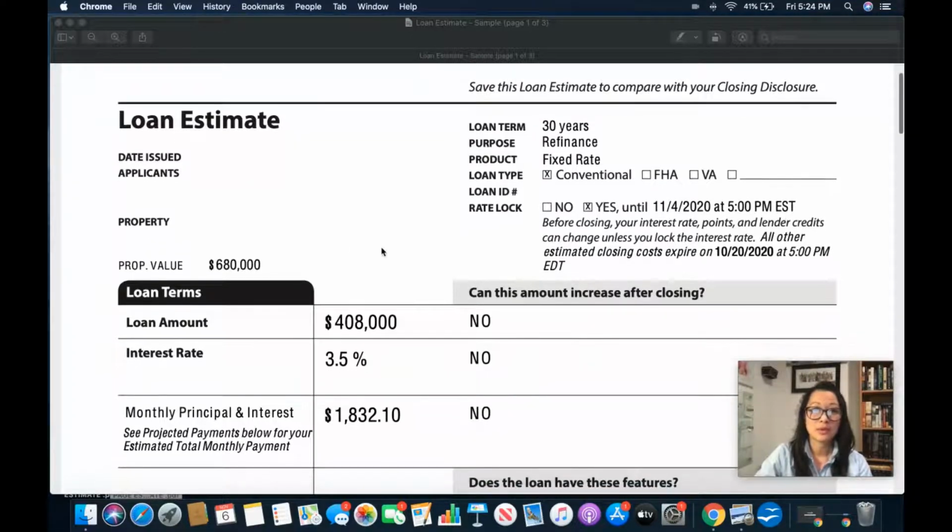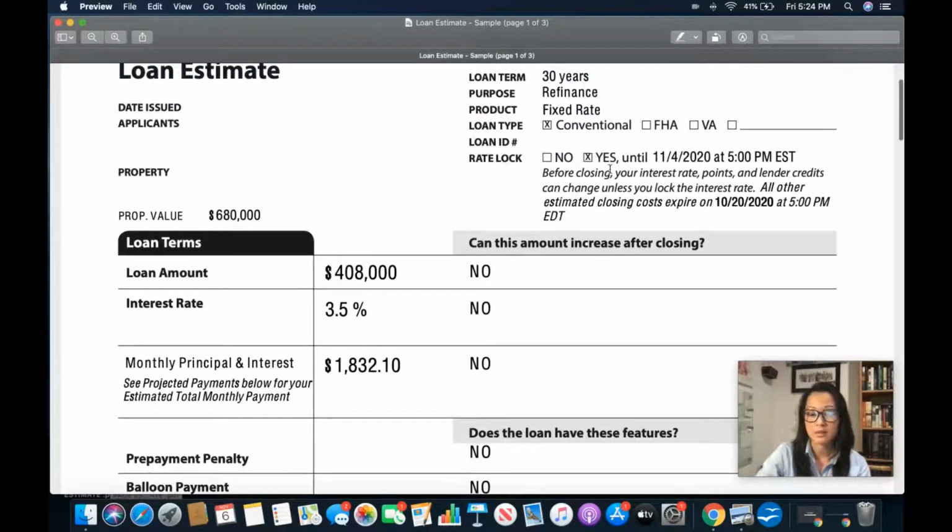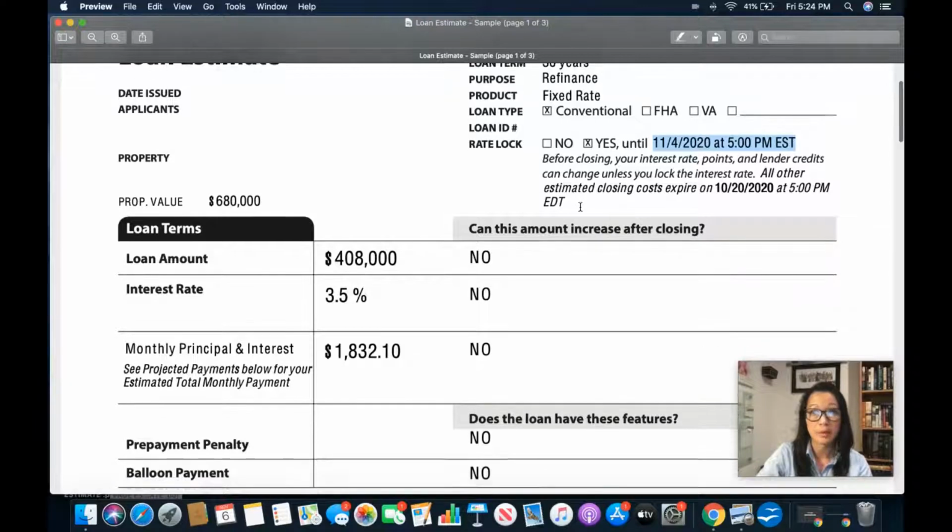A loan estimate is what you get right when you are applying for a loan and the lender wants to put the terms onto a contract for you to read and sign. This will tell you your loan terms up top here. If you're refinancing or purchasing, it should be the same format, and then what type of loan you're getting. Your rate will expire at a certain time, so it will have a date and time for you to lock your rate and finish your paperwork.